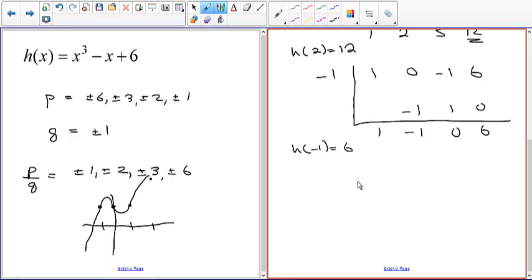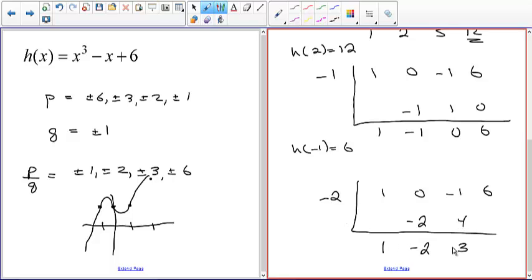So it looks like negative 2 might be a good choice. Let's see what happens there. Negative 2, 1, 0, negative 1, 6. You bring 1 down. Negative 2 times 1 is negative 2. 0 plus negative 2 is negative 2. Negative 2 times negative 2 is positive 4. Negative 1 plus 4 is 3. Negative 2 times 3 is negative 6. 0. There we go. So what that's saying is that x equals negative 2 is a zero.